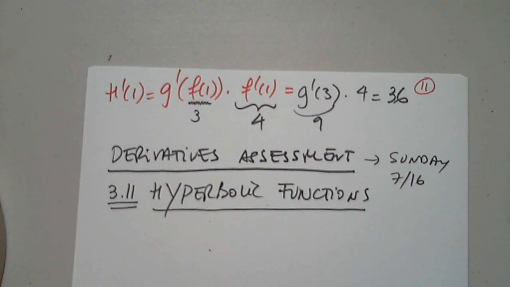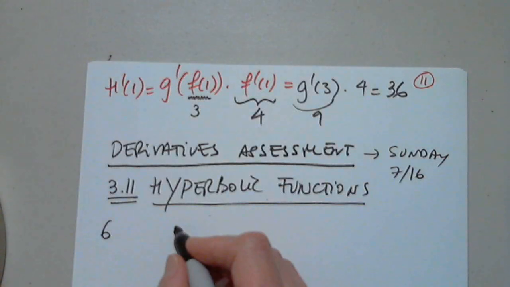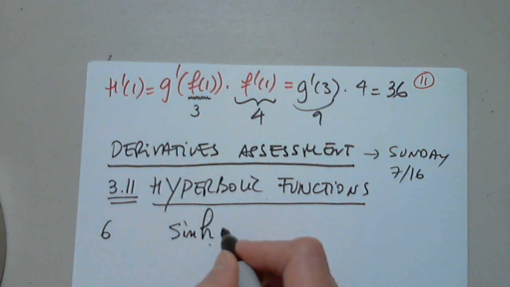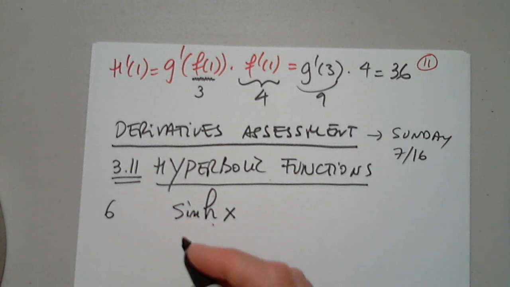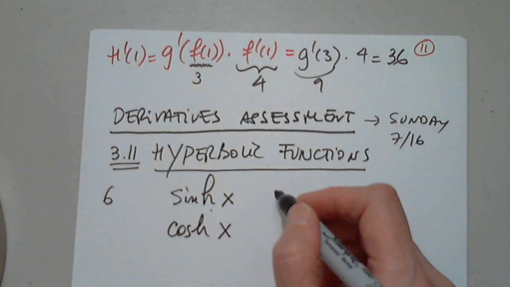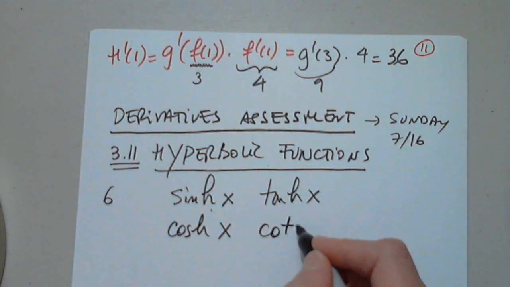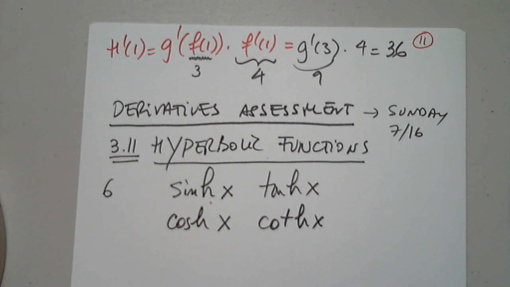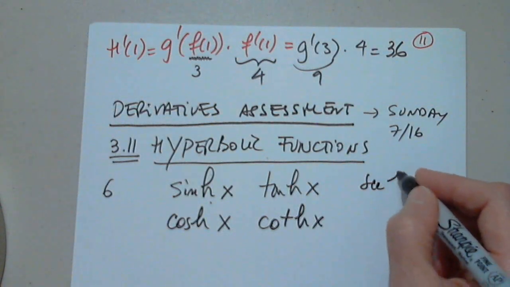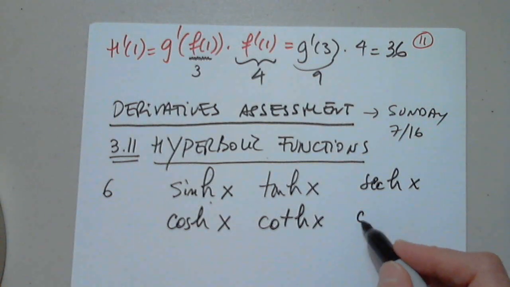Hyperbolic functions are six, and of course they have inverses. I'm only interested in the first three hyperbolic functions. Hyperbolic sine, hyperbolic cosine, hyperbolic tangent, hyperbolic cotangent, hyperbolic secant, and hyperbolic cosecant.